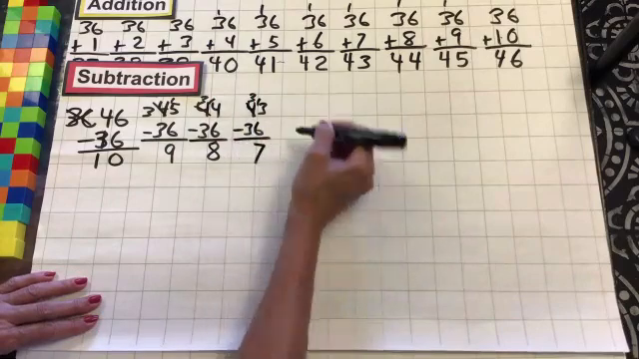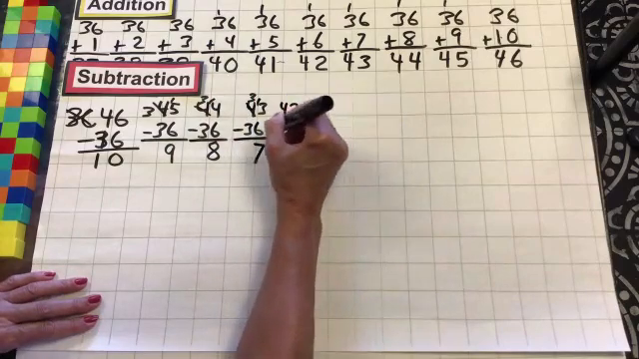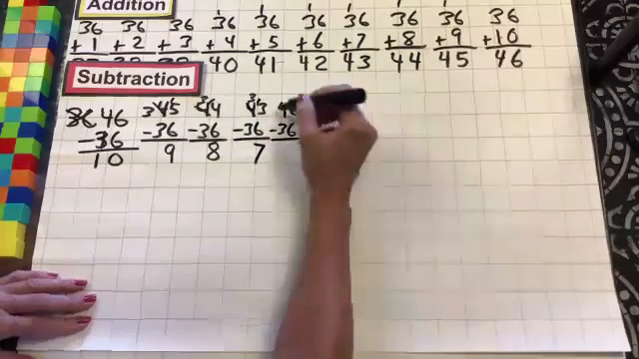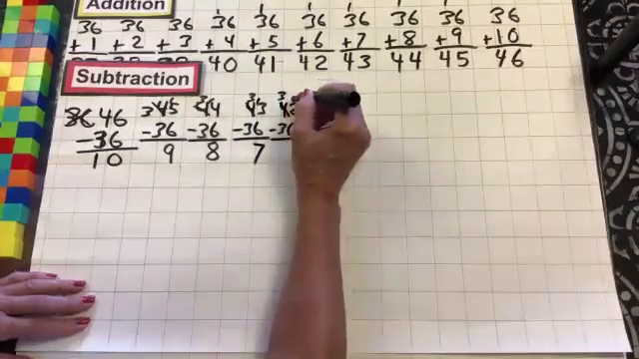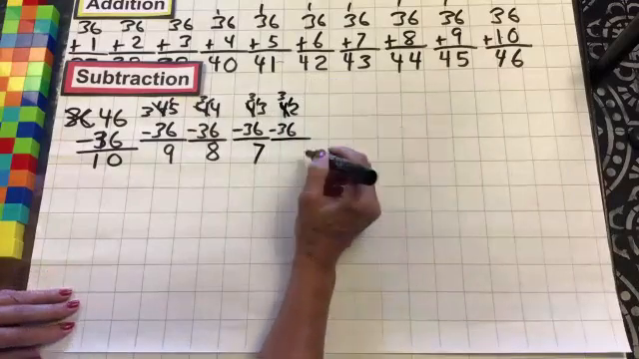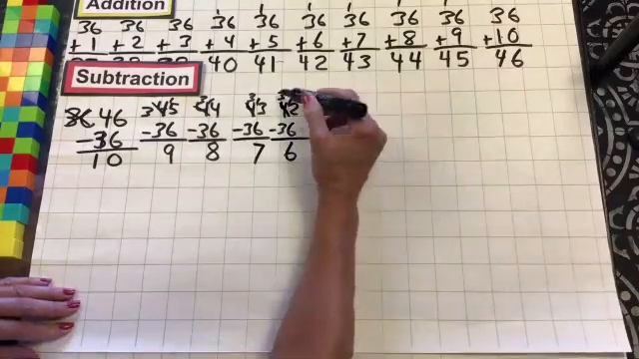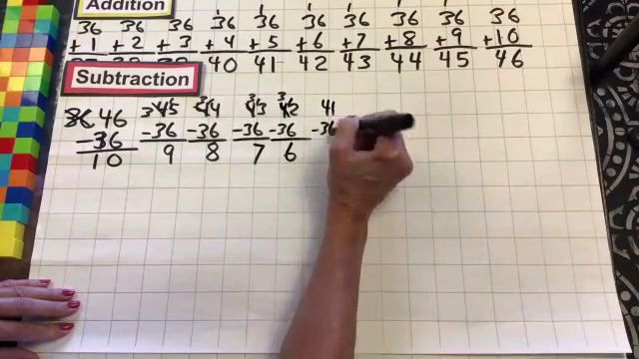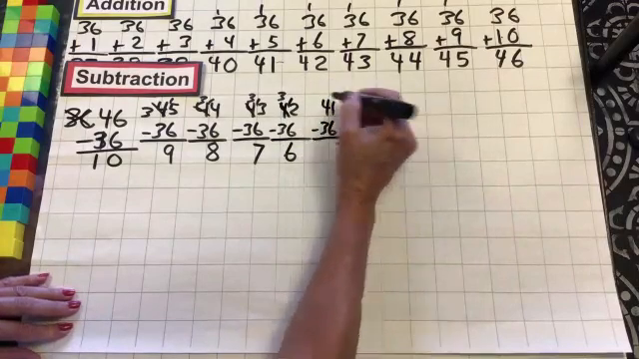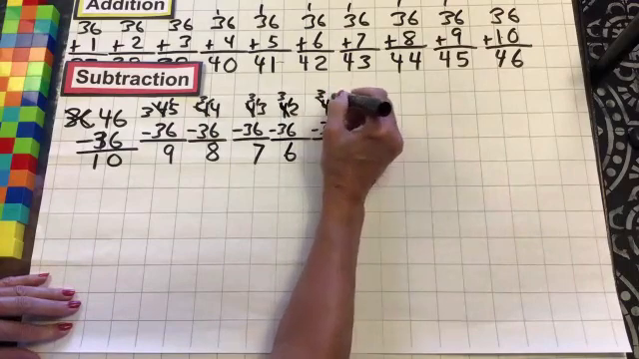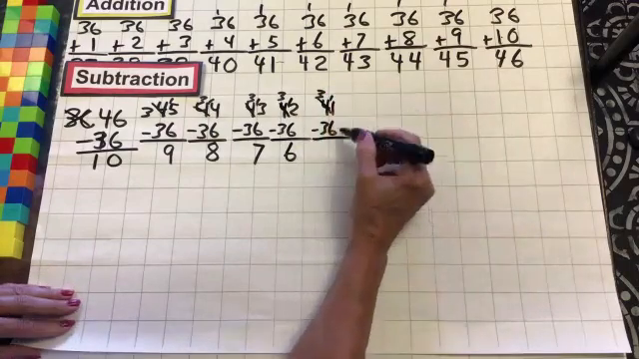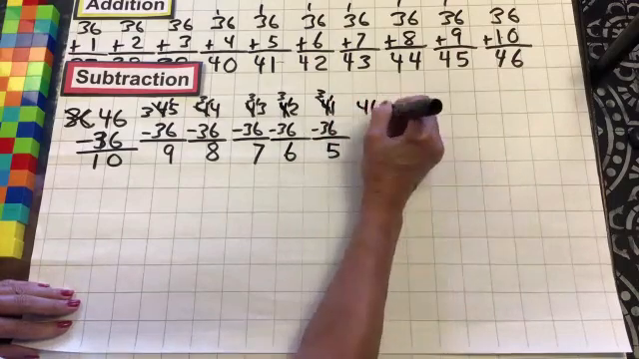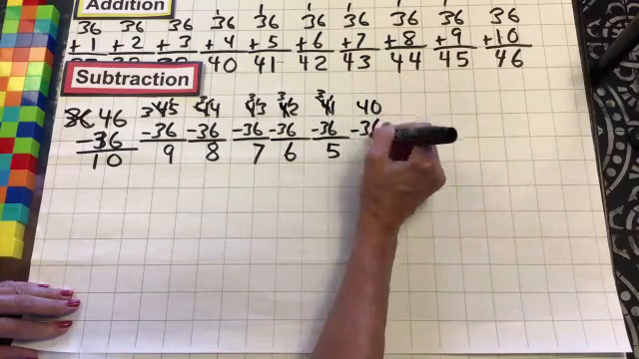3 minus 3, nothing. 42 minus 36. Can't take 6 from 2, borrow from the 4, leaving 3, make that 12. 12 minus 6 is 6. 3 minus 3 is nothing. 41 minus 36. Can't take 6 from 1, so we borrow from the 4, leaving 3, make that 11. 11 minus 6 is 5. 3 minus 3, nothing. 40 minus 36.